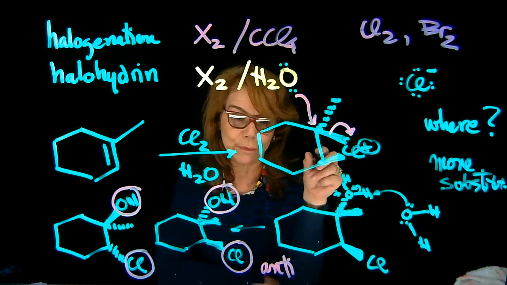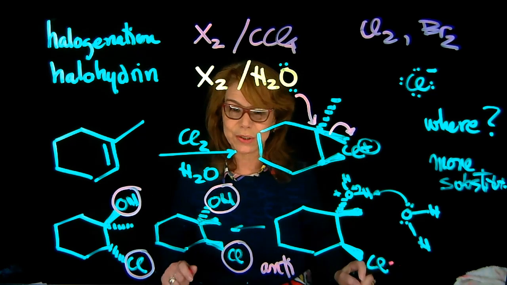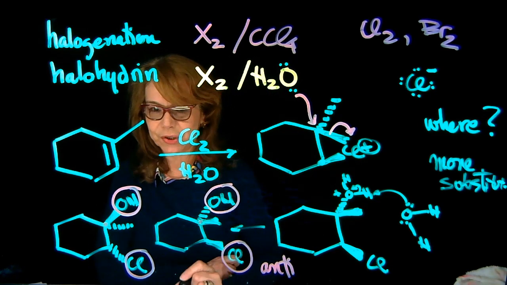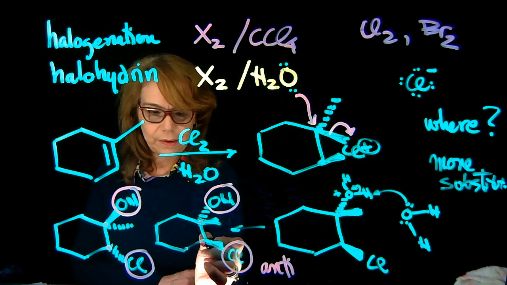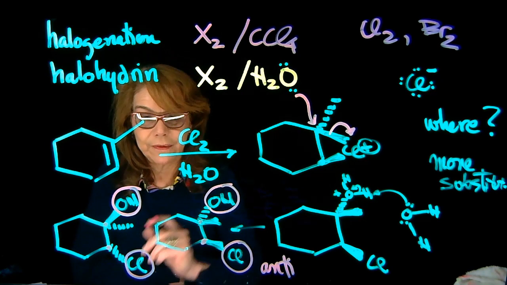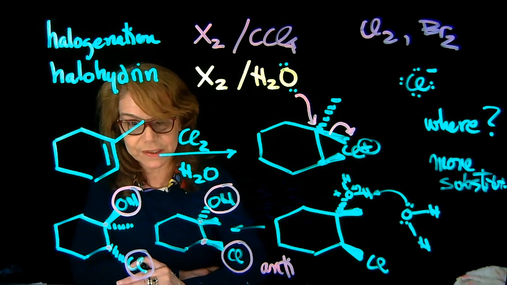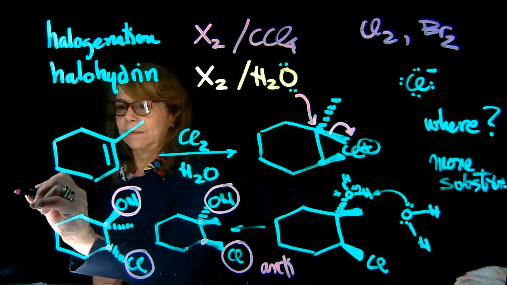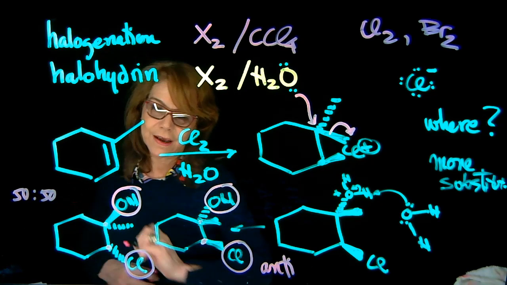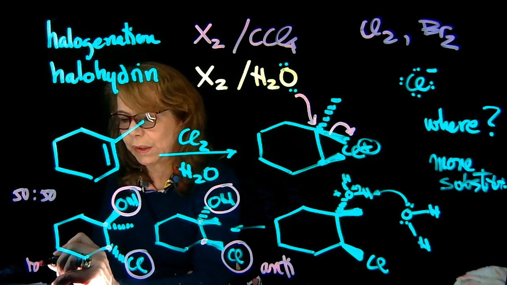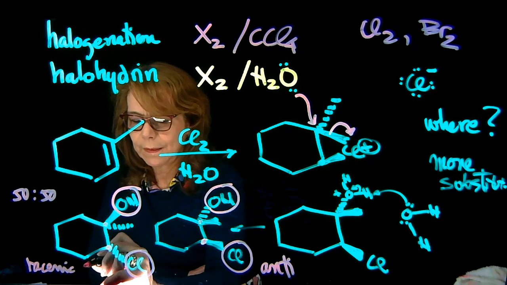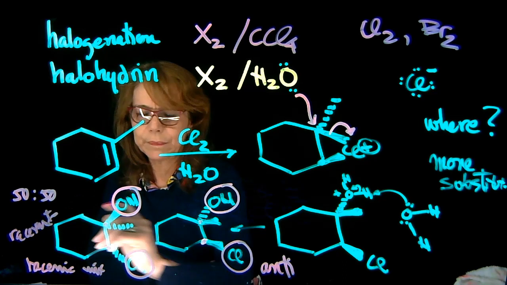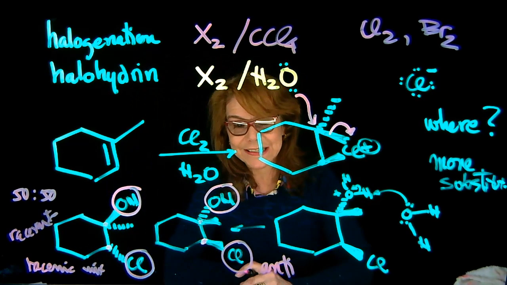The attack was at the more substituted carbon. Now, what is the relationship between these two products? This is a chiral center, and here it has the opposite configuration. This is another chiral center, and here you have the opposite configuration. So the two chiral centers are inverted, so these two are related as enantiomers. Now, they are formed in the same amount, so a 50-50 mix of enantiomers is a racemic mix. We also call that a racemate. And because it's a 50-50 mix, this product is optically inactive.